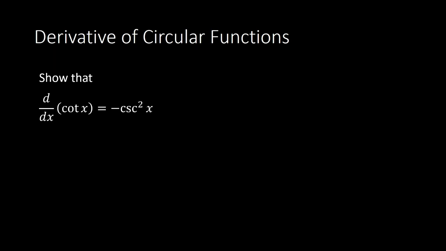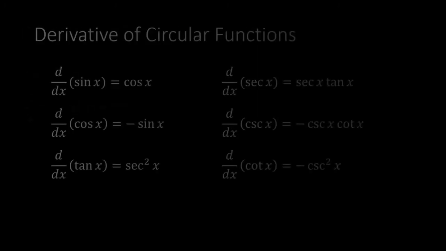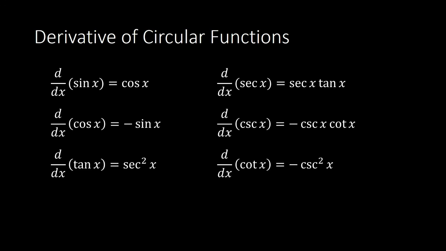Show that the derivative of cotangent of x with respect to x is equal to the negative of the square of cosecant of x. I am not going to prove this. I don't want to take away from you the satisfaction of obtaining the derivative yourself. So I challenge you: show that the derivative of cotangent of x with respect to x is equal to the negative of the square of cosecant of x. And you will do that using the quotient rule and fundamental identities. I'm going to show to you once again our set of derivatives for your circular functions.